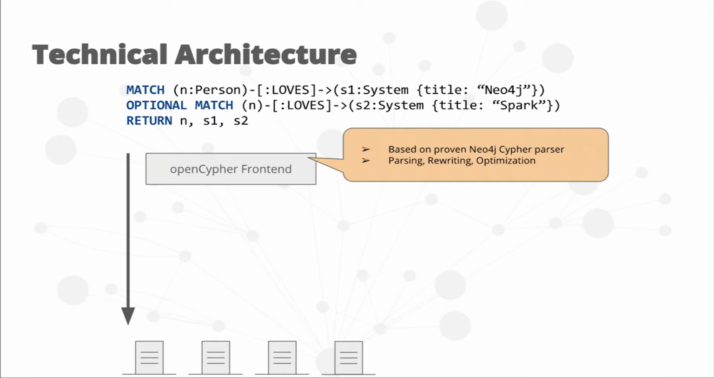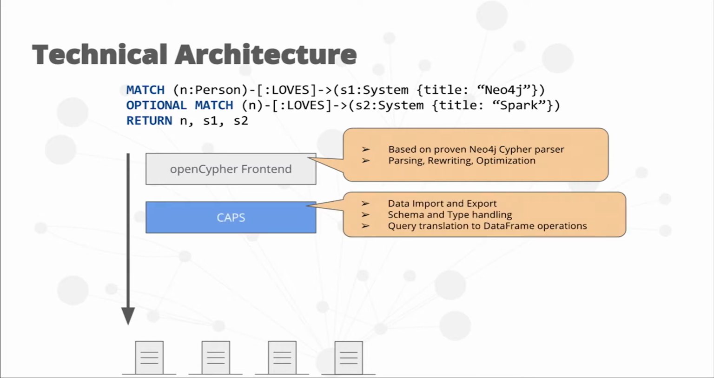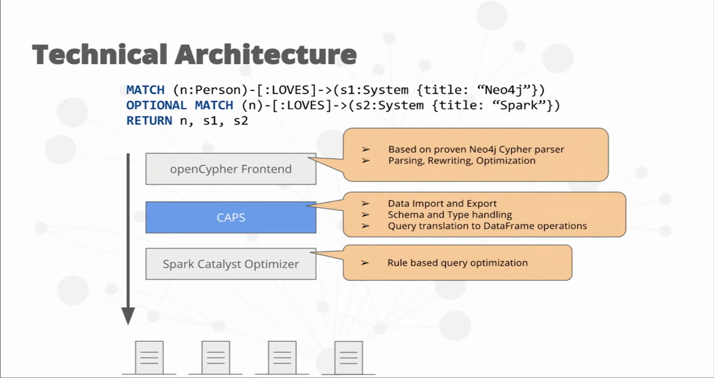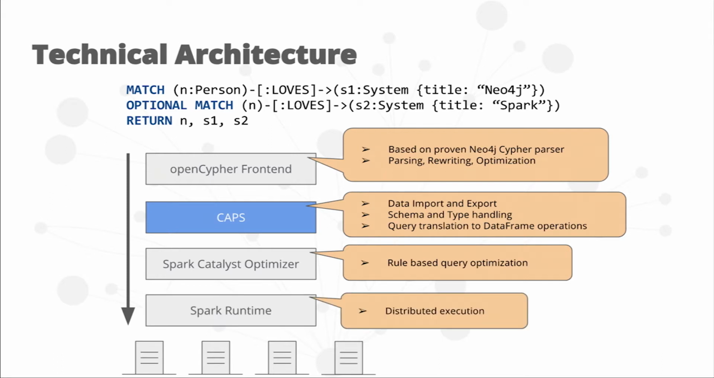And just to have a quick look at what the technical architecture of the system is like. We have the openCypher frontend, the tried and tested Cypher frontend from Neo4j, that's also now available under an Apache license 2. Then we have Cypher for Apache Spark itself, which takes Cypher queries and translates them to the Catalyst query planner of Spark, which optimizes the queries for us beyond the optimizations that we do in CAPS. And then finally, they get executed as regular Spark jobs on the Spark runtime.